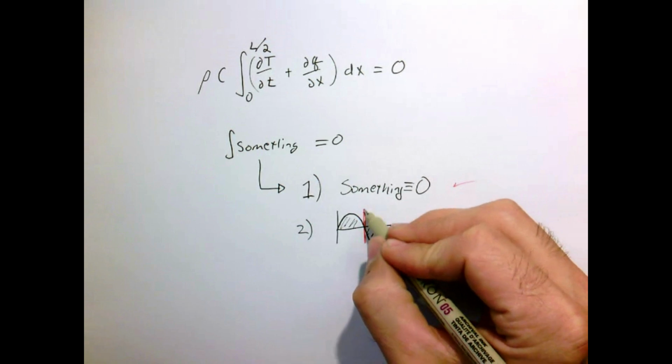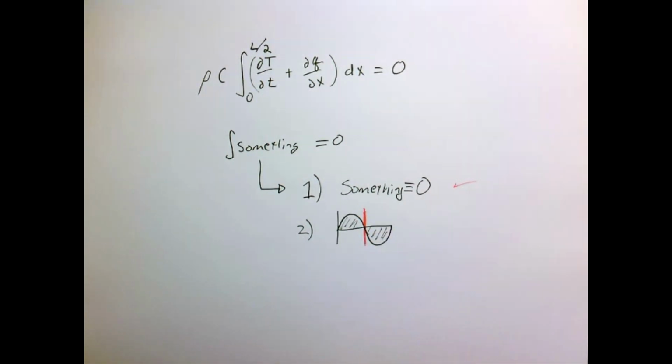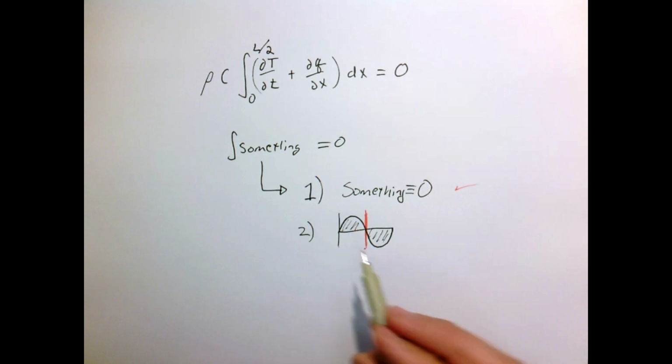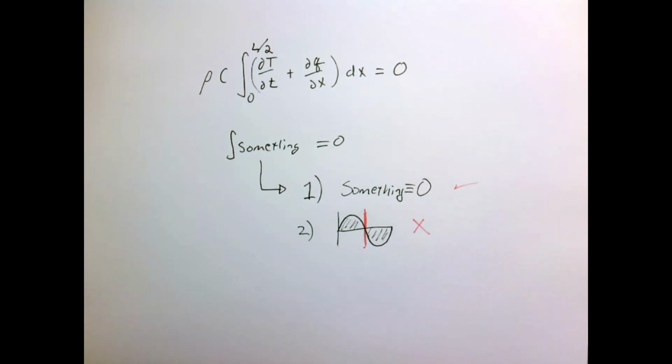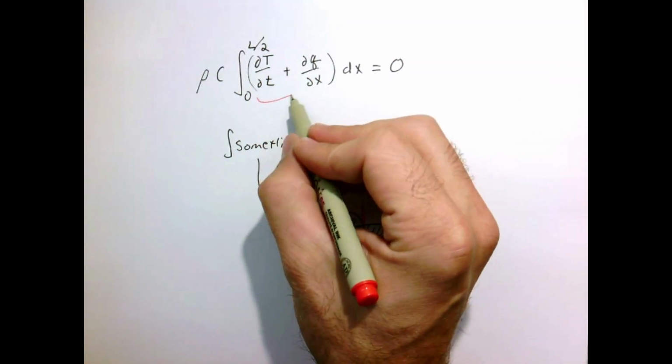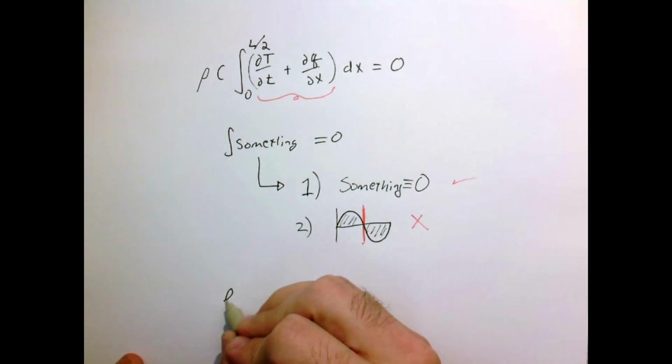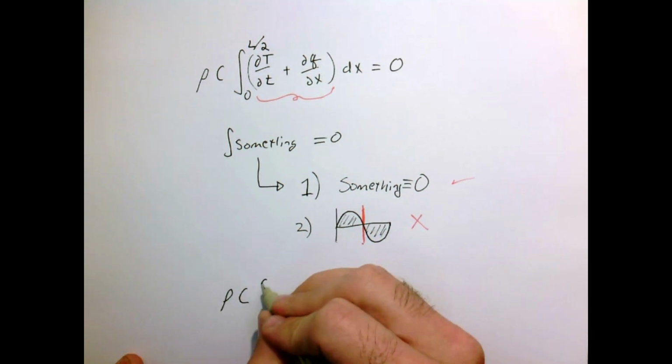However, if I integrate sine over half of the period, so from 0 to L over 2, say, I get a positive number, so that is no longer true. So our only option then is that something is equal to 0 everywhere. In this case, something is this expression here. So that gives us an equation which has to be true at every single point in the domain.